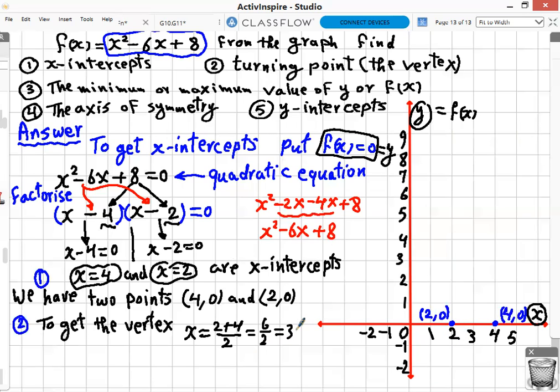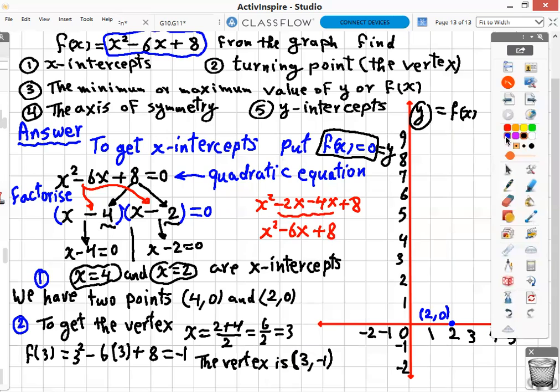But what is the value of y? You must return again to the function to get f of 3. You will put x equals 3. Where is our function? Up here. Then substitute: 3 squared minus 6 times 3 plus 8, which is -1, correct. Then what are the vertex coordinates? x and y: 3 and negative 1. Very good. Then we have here 3, -1.